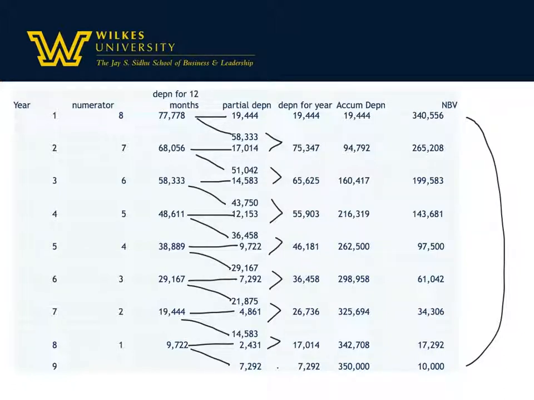So we still have the same depreciation we calculated earlier. We've just apportioned it differently. Same things happen at the end. When we're finished, the net book value is equal to the salvage value, and the total accumulated depreciation is equal to our depreciable base.